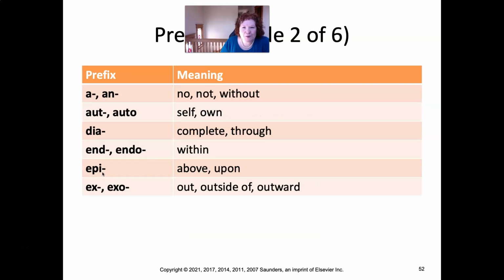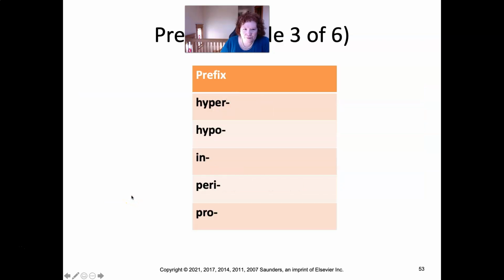So now how about some prefixes, those things that come before. Have you ever heard of a prequel in a movie or a prequel in a book? Well, prefix means it starts at the beginning. Not mandatory, but it happens sometimes. A and an mean no, not, without. So watch out for that. Then you have ante or auto for self, dia, end and endo, epi, ex, and exo.